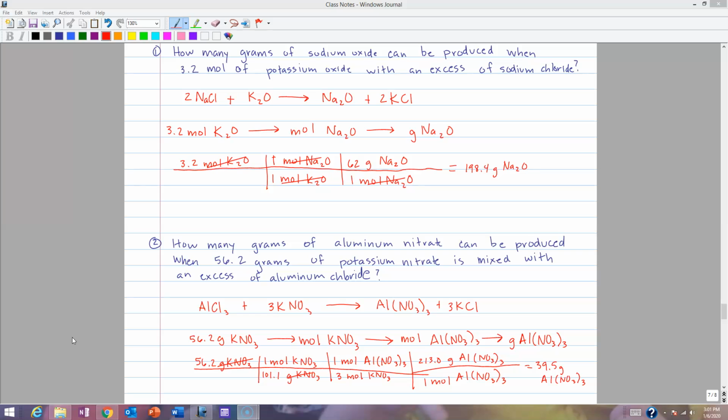My given is in grams this time, so I'm going to have to go from grams of my given to moles of my given. And then I can go to moles of my unknown and finally to mass of my unknown. I'm going to set up my T-chart as seen in the video. And when I multiply and divide, I'm going to come out with 39.5 grams of aluminum nitrate.